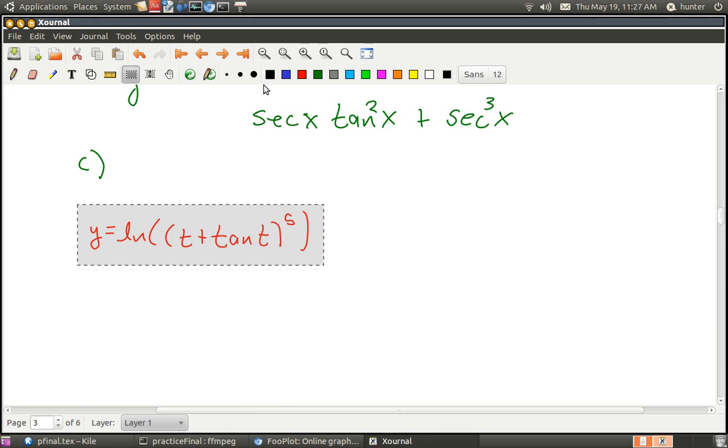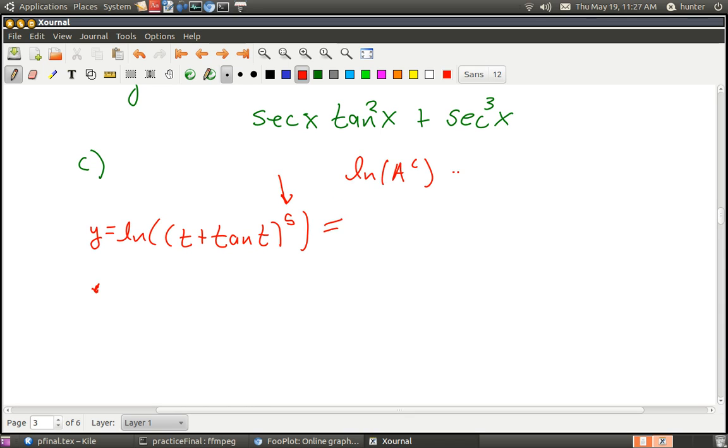Okay, so I want to take the derivative of this thing. So first thing I'm going to do is spit out this power of 5, which I can do by the law of logs, right? ln of a to the c is just c times ln of a. Natural log spits out exponents, and so this is the simpler problem, 5 times natural log of (t plus tan t).